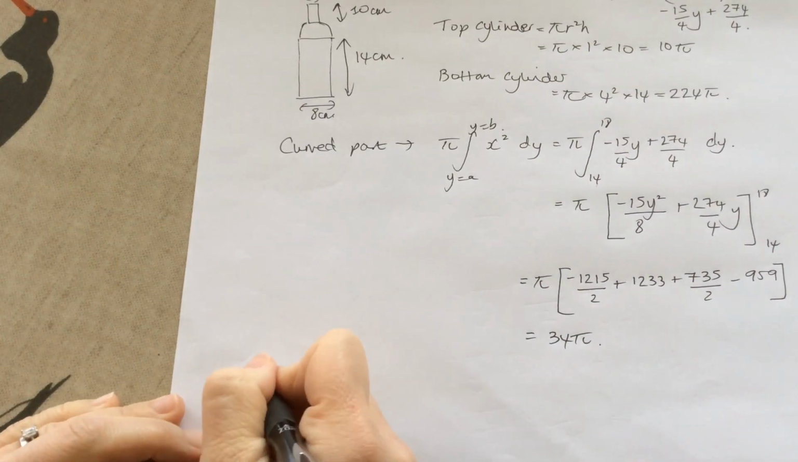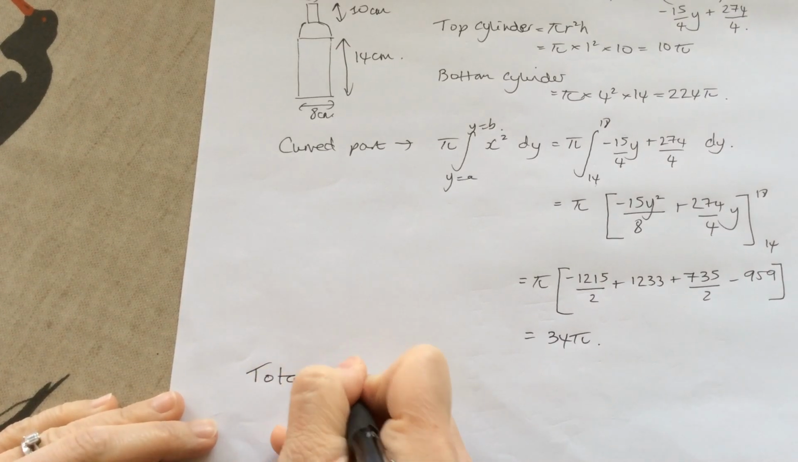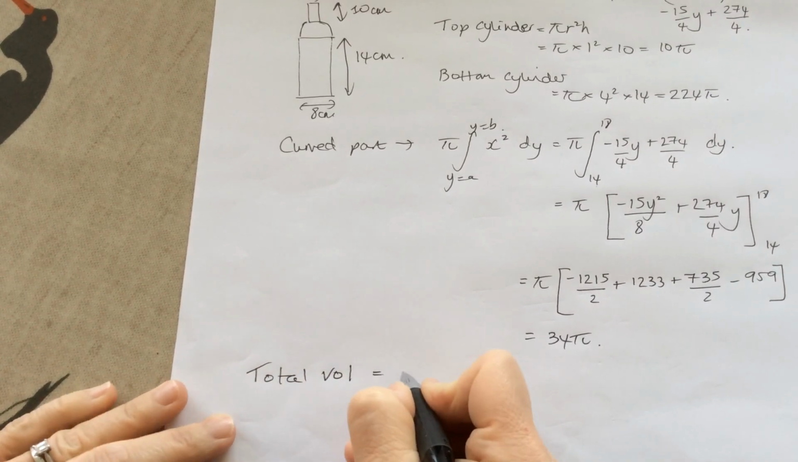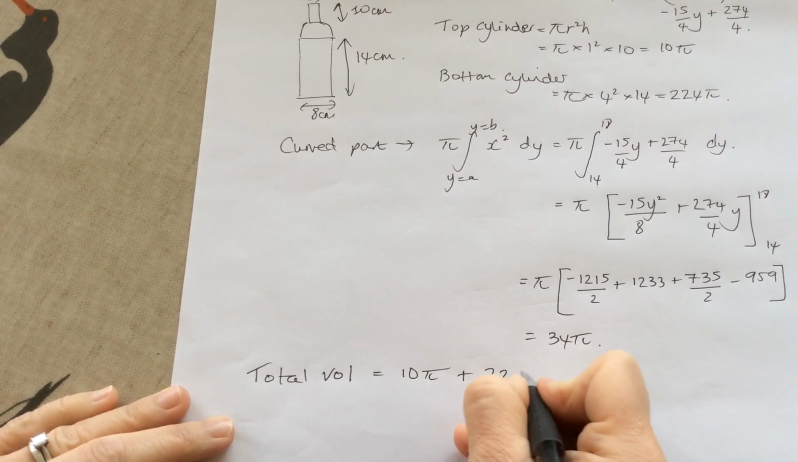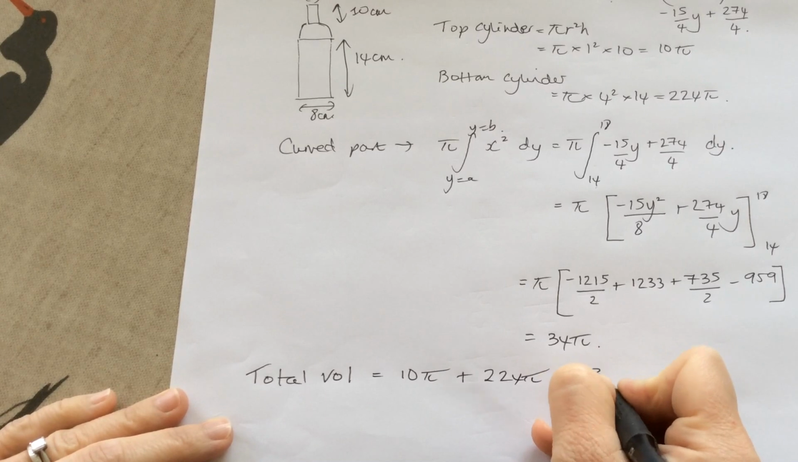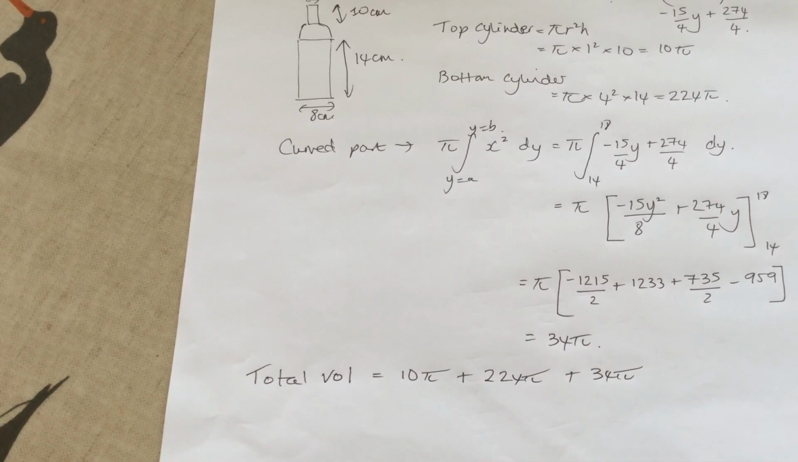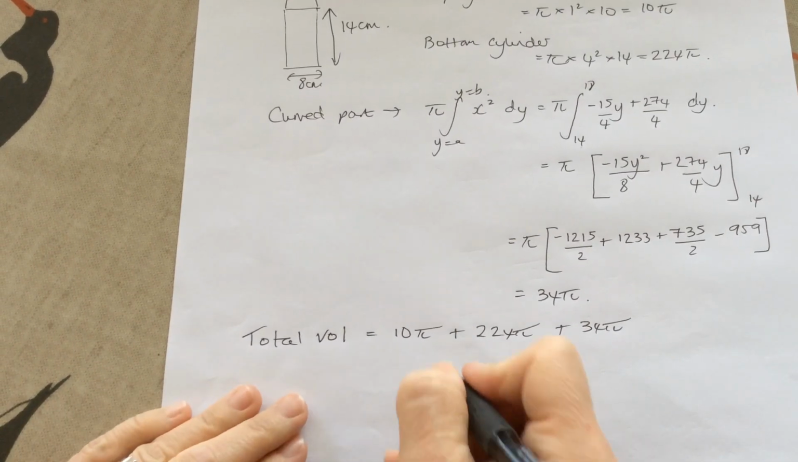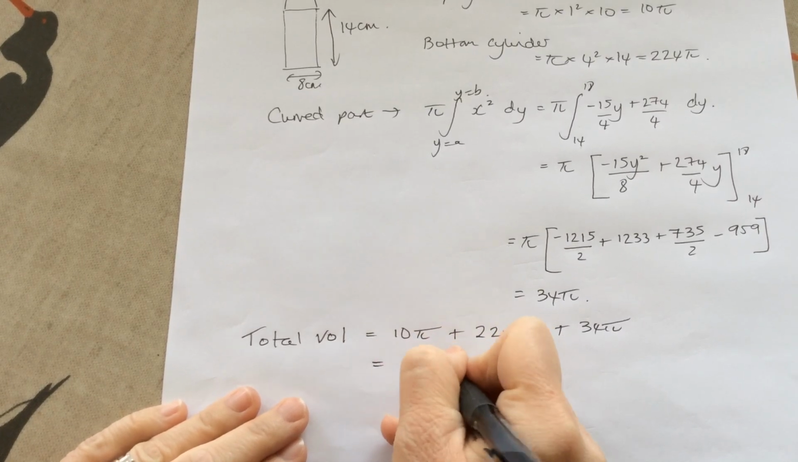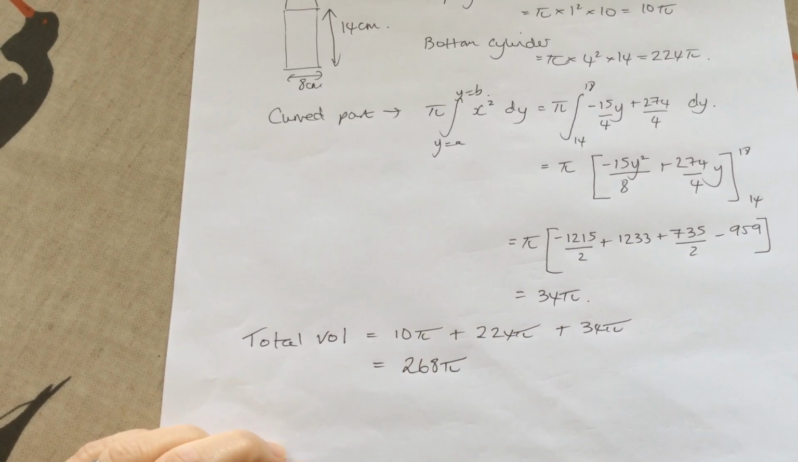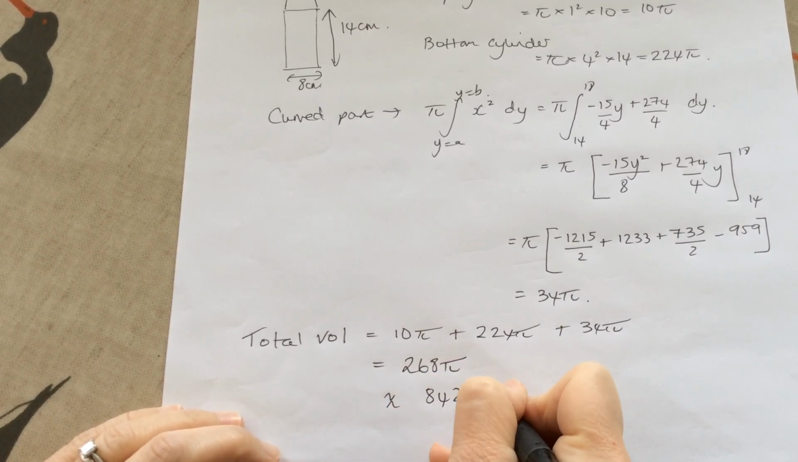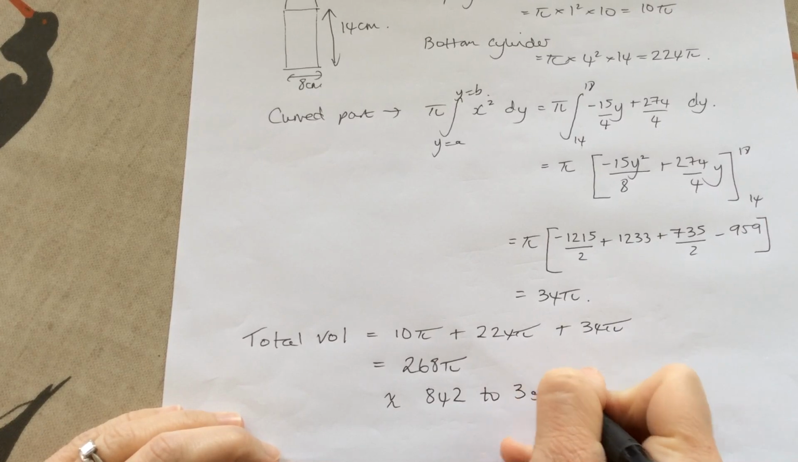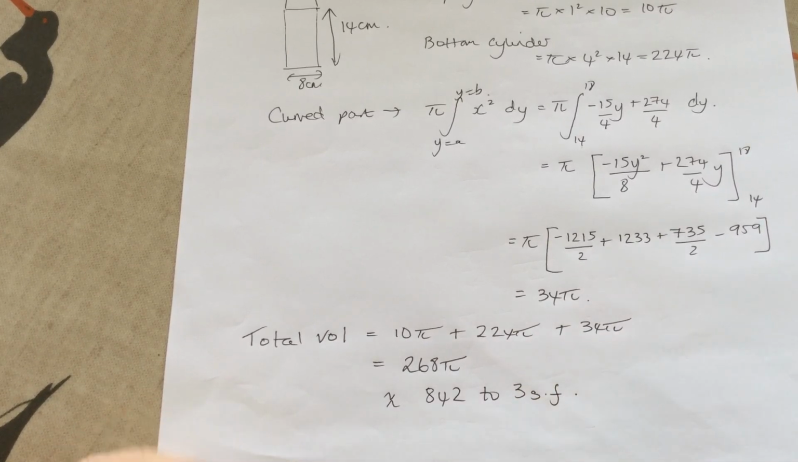So now I'm going to add together to find my total volume. And that will be the 10 pi that I found for the top cylinder, the 224 pi I found for the bottom cylinder, and the 34 pi that I found by doing my volume of revolution, which gives me a total of 268 pi, which is 842 to 3 significant figures.